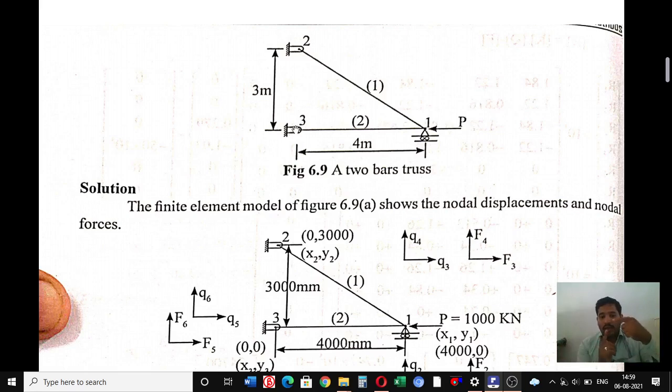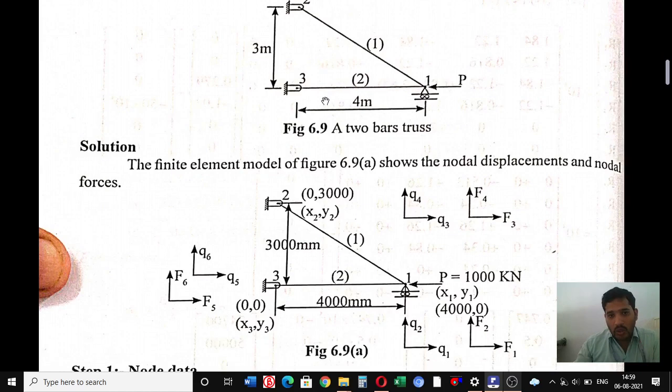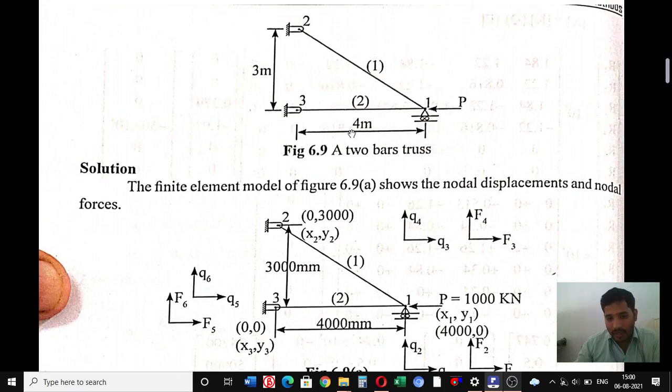Come to node 3. Here the nodal displacements Q5 and Q6 are acting. Let us see the distance from the first node to the third node. It is given as 4 meter. If you want to convert to mm, 1 meter equals 1000 mm. So 4 into 1000 becomes 4000 mm. Clear? And this height is 3 meter. If you convert to mm, it becomes 3000 mm.